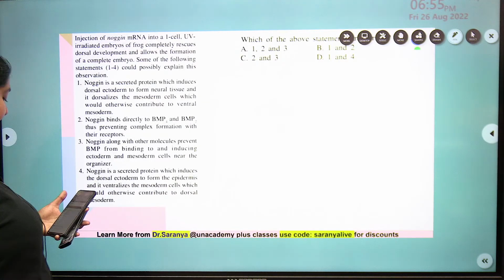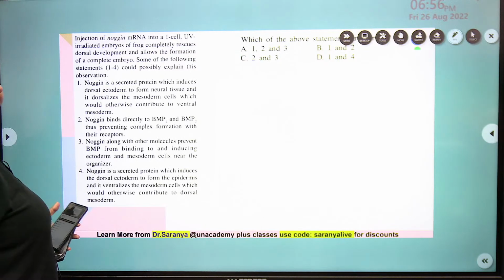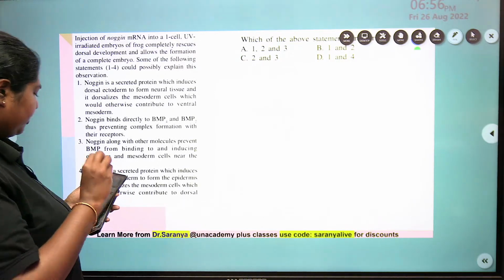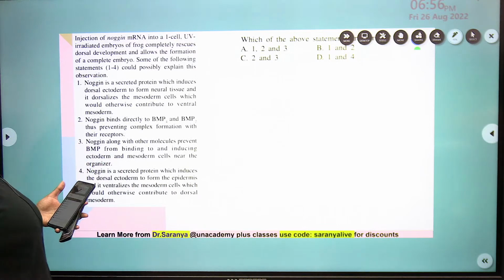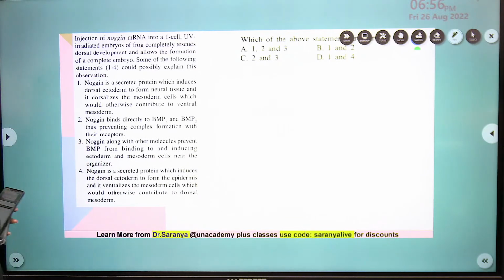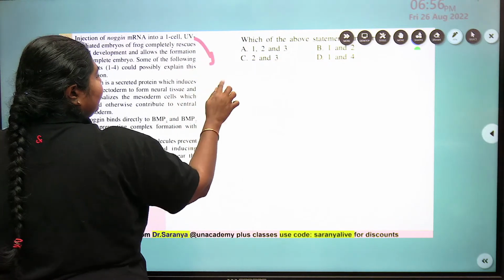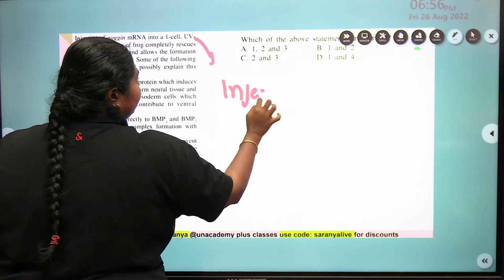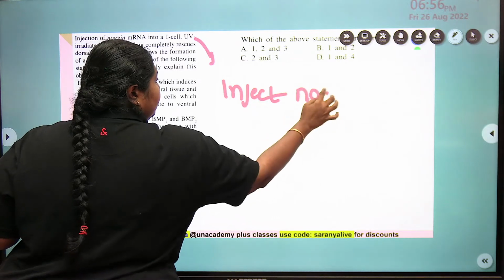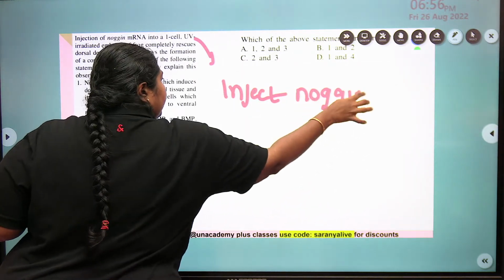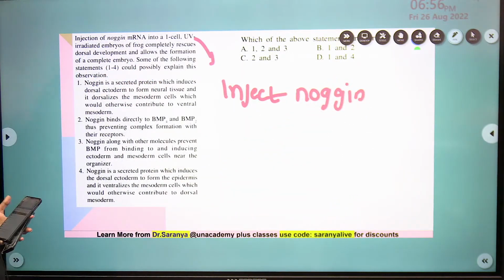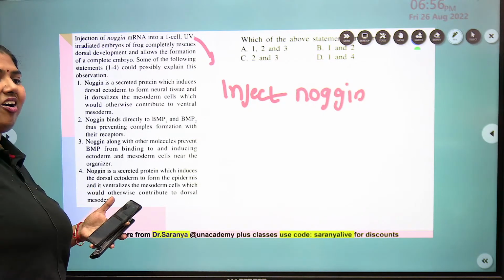The next question is seriously very, very important. If the font is a little bit small, I'll read it for you. Sorry, next time I'll make it a little bit bigger. So the injection of noggin. What are they doing? They are injecting noggin. So what is noggin? Noggin is an organizer. It is a dorsalizer. Yes, definitely, Selva.